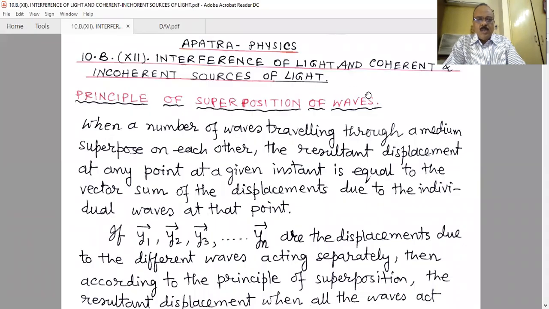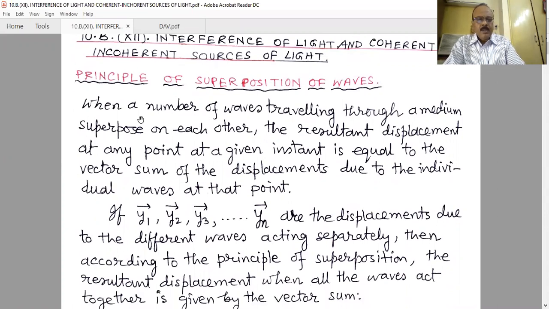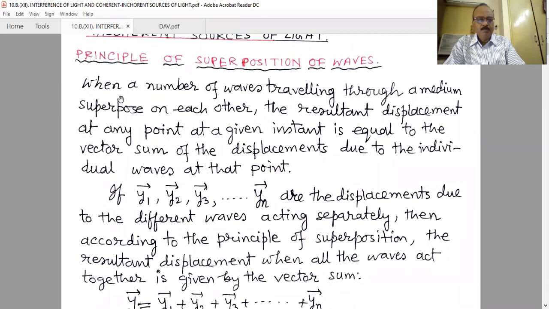Today we will learn about the interference of light, and for that we have to know about the coherent and incoherent sources of light. First of all, when we want to study the interference of light, it is the phenomenon of superposition of two light waves. So we have to know about the principle of superposition of waves.